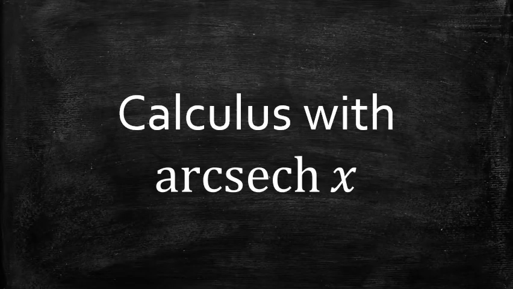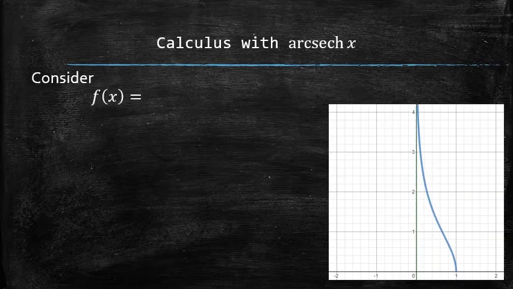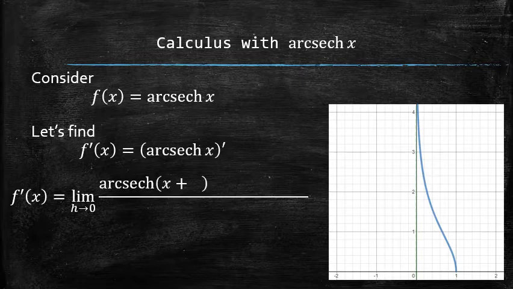Next, we will discuss how to do calculus with the hyperbolic arcsecant of x. Let's consider the hyperbolic arcsecant of x and let's find its derivative. Of course, we can use the limit definition of the derivative, however, we get stuck quick.